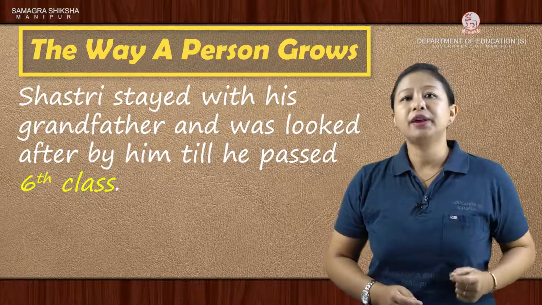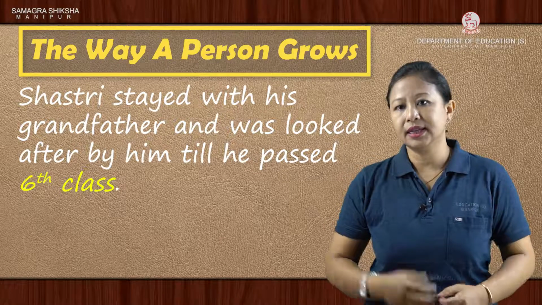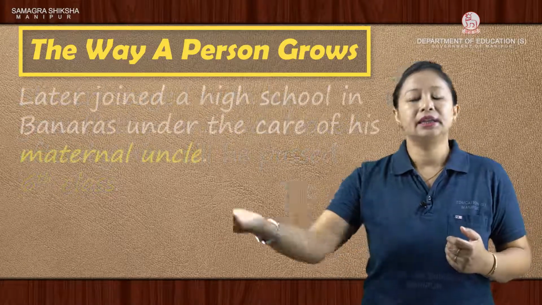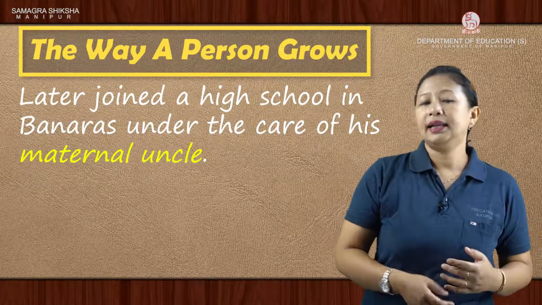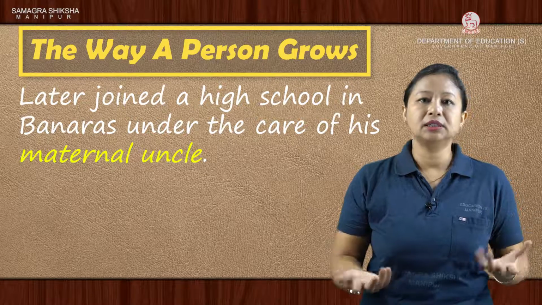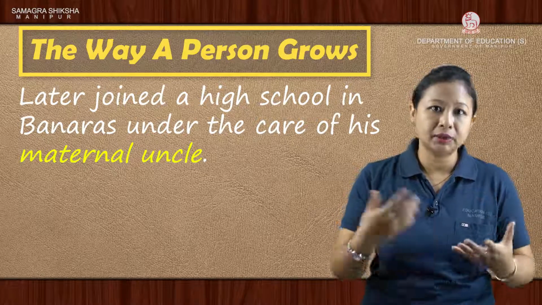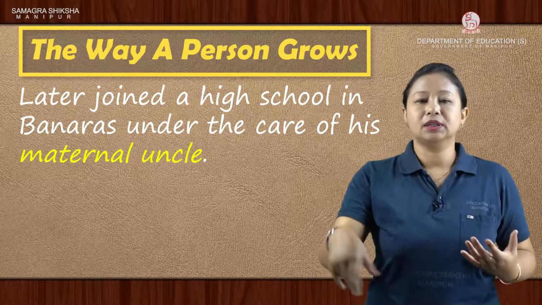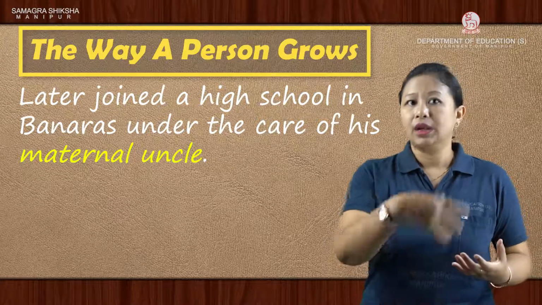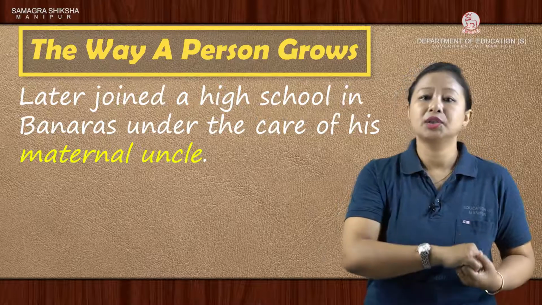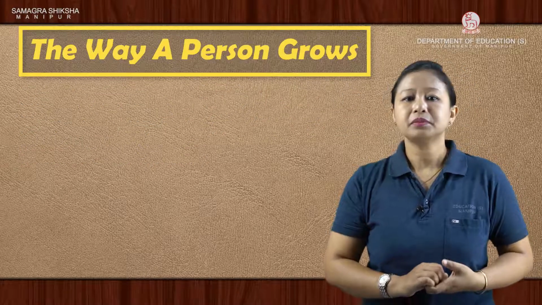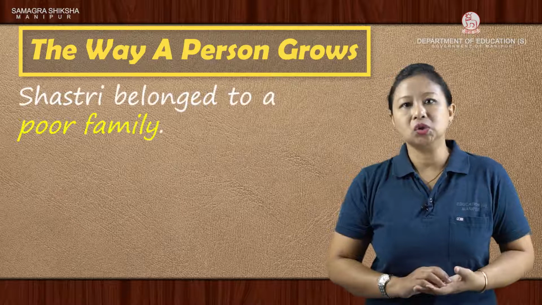So he took care of Shastri till he reached class 6, and then after class 6, Lal Bahadur Shastri was looked after by his maternal uncle, and since he had no father, since there was no one to take that much care, what happened? He just continued his study under the guidance of his maternal uncle, and later he joined a high school in Banaras. Now, Shastri belonged to a very poor family.